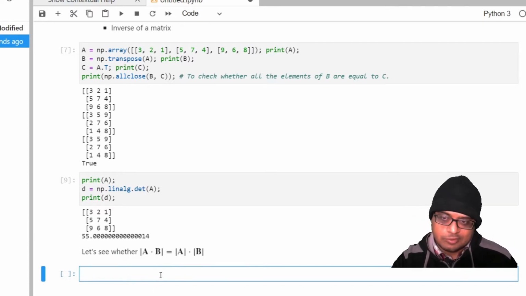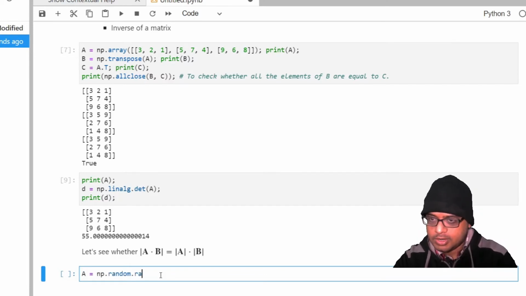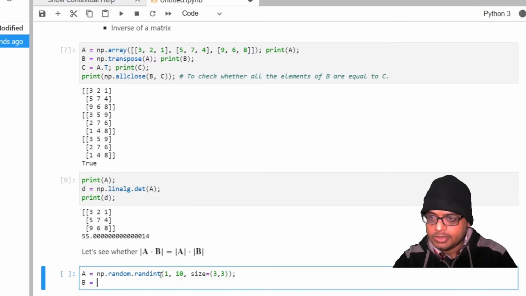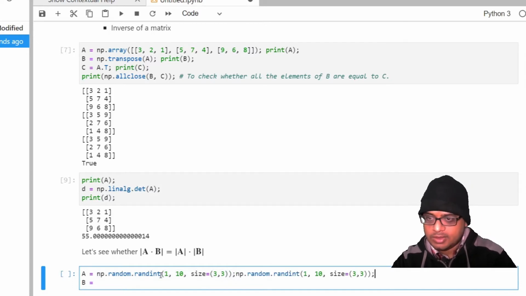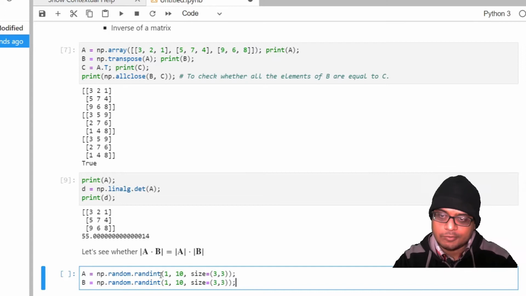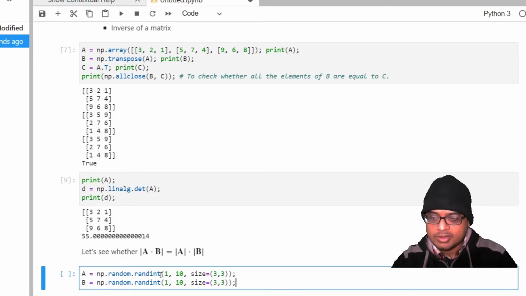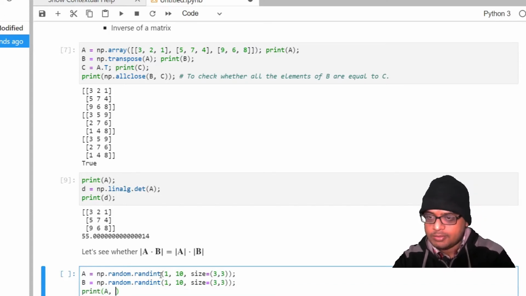So let us initialize two random matrices. A equal to np.random.randint, and say we want to sample randint from 1 to 10, and the size, let us declare it as 3 cross 3. Similarly, B will be the same thing, and the fact that you're calling it twice, it will generate a new random array. So in fact, let me print both A and B.